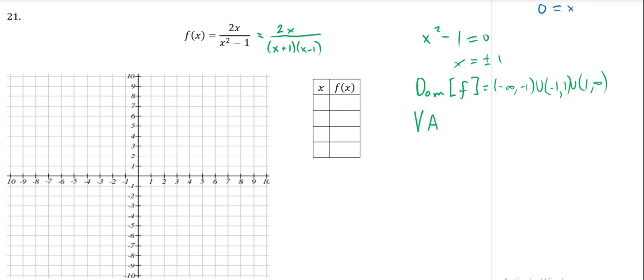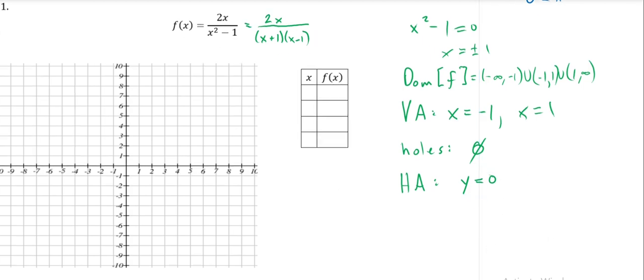We will have vertical asymptotes at x equals minus 1 and x equals positive 1. There are still no holes because there's no cancellation that happened. We take a look at the degrees of the numerator and denominator. Here I have degree 1, here I have degree 2, and that's going to tell me that there is a horizontal asymptote at y equals 0. If the degree of the denominator is larger, then the horizontal asymptote will be at y equals 0.